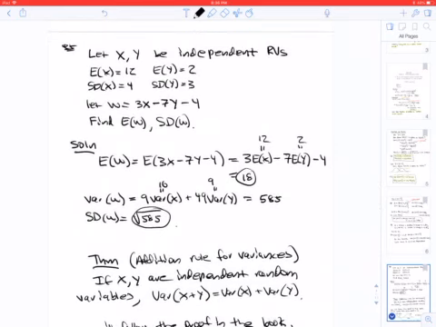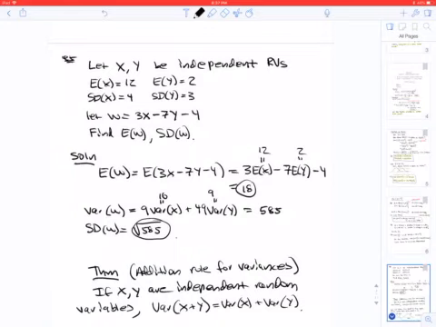So here was an example you all did really well on, because I guess I gave the solution out while we were doing it. But I'm sure you would have. So you can just find the expectation and the SD for 3x minus 7y minus 4, just following the rules for expectation and variance.